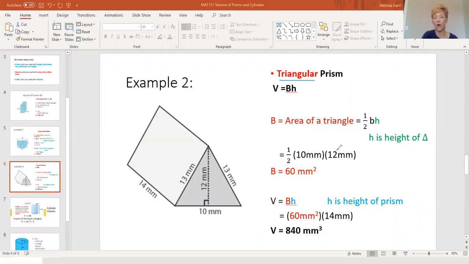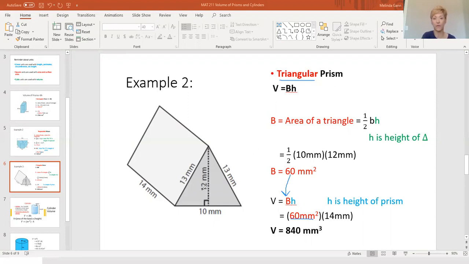So 10 times 12 is 120, and half of that is 60. Or you could say half of 10 is 5, and then that answer 5 times 12 is 60. Remember order of operations. All right, but remember, commutative property of multiplication says when you're just multiplying, that's all you've got. It doesn't matter what order you do it. So the area of that triangle on the bottom is 60. So this B down here is going to get replaced with this 60 square millimeters. Now this H in this form is the height of the whole prism. That's from base to base. So your base is a triangle.